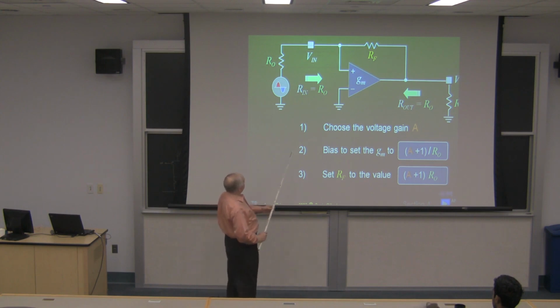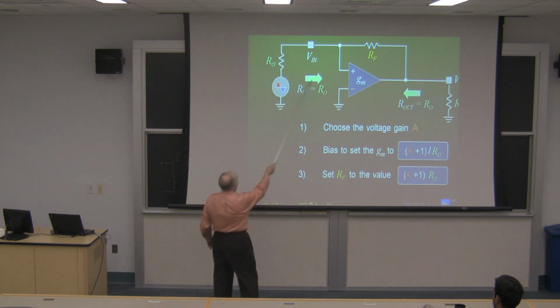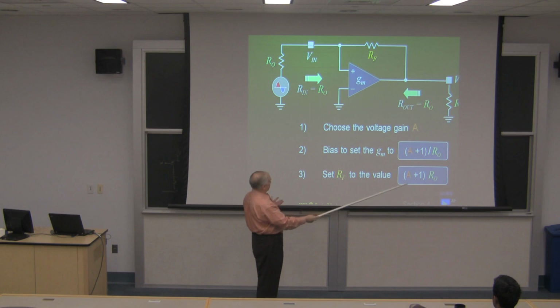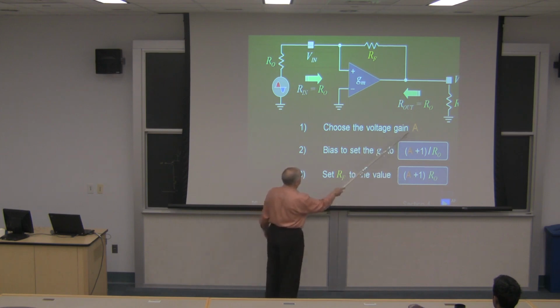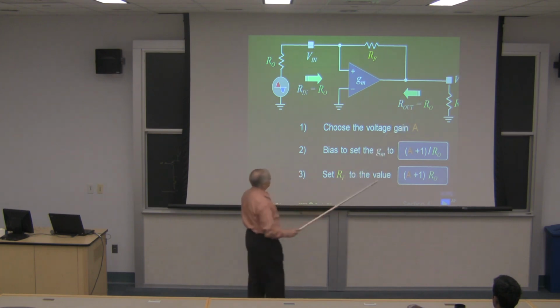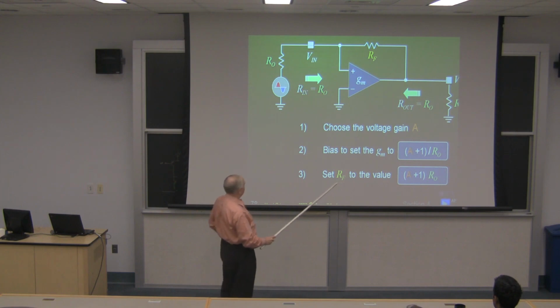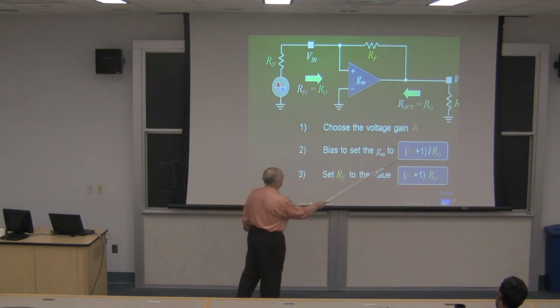So you want this to match, and you wish to obtain a certain gain. So you decide what the overall voltage gain of this amplifier needs to be, and then you bias the GM so as to set it to this value.